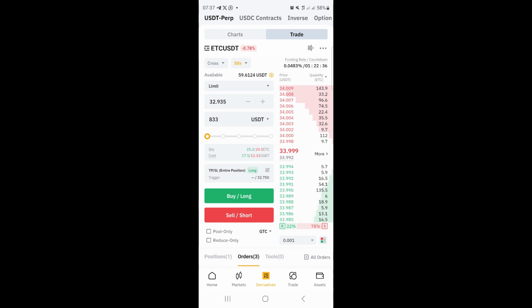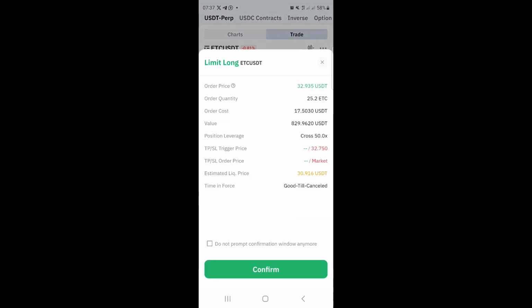Then you confirm it and, since it's a long order, you click on buy long. Look at the estimated liquidation price. Because it's a long trade, your stop loss is below your entry price, as I explained earlier in this video. So definitely you want your liquidation price to also be below your stop loss. Here the stop loss is 32.750, written in red, but you can see the liquidation price is written in yellow and it's 30.916. That means it's below my stop loss. So price will definitely get to my stop loss and take me out of the trade, and it will never get to my liquidation price. Those are the things you need to watch out for.